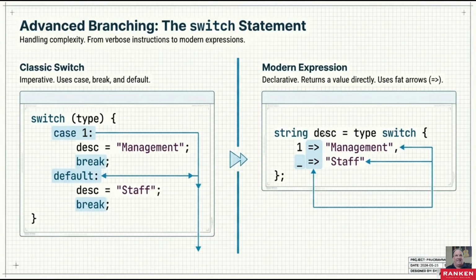So basically type is whatever is already defined somewhere previously. Type variable, and in most cases it looks like it's going to be an integer or something numeric. So you're doing a switch on this, and if it's 1, it's going to be management. And here's the default. Instead of saying default, you just use the underscore with the fat arrow, and then staff.